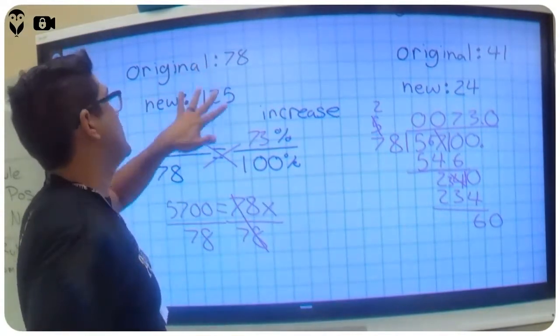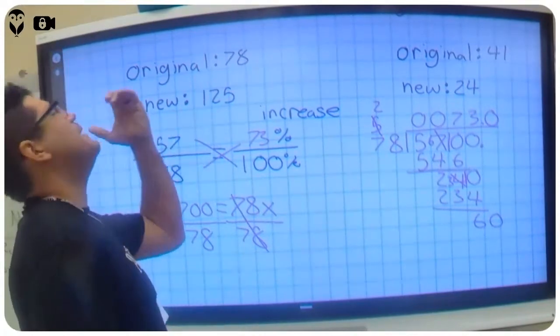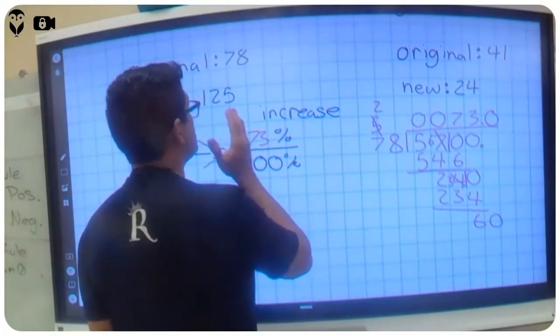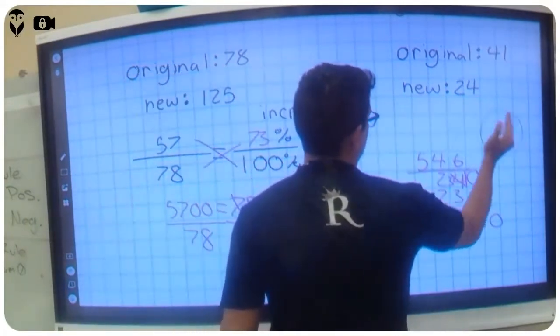That's how much the price went up. Okay, I should have bought it when it was $78. What's wrong with me? Okay, so 73% increase from its original amount.